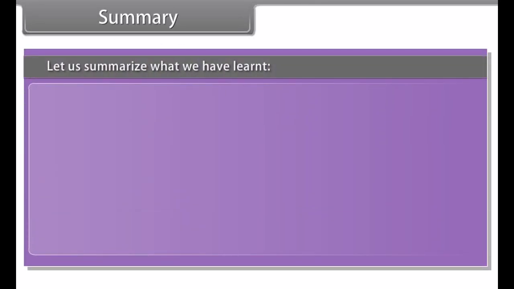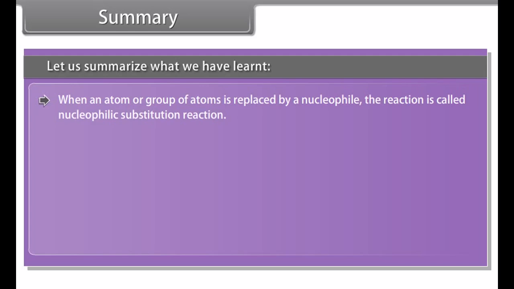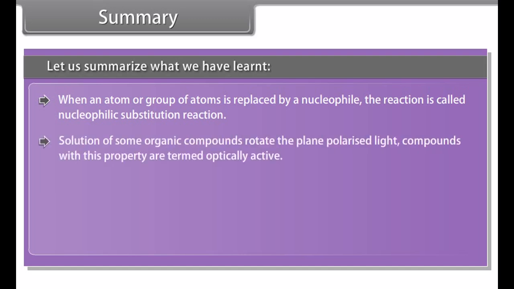Summary. Let us summarize what we have learnt. When an atom or group of atoms is replaced by a nucleophile, the reaction is called a nucleophilic substitution reaction. Solutions of some organic compounds rotate the plane polarized light, and the compounds with this property are termed optically active.